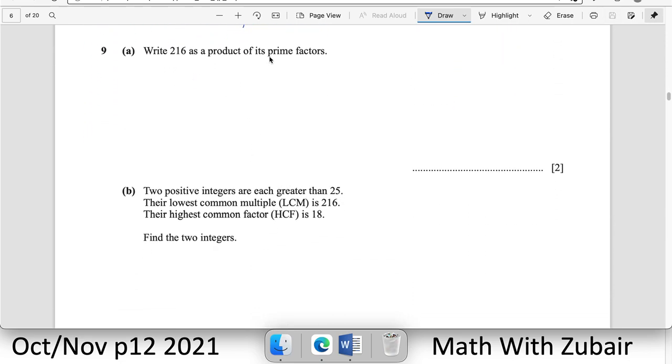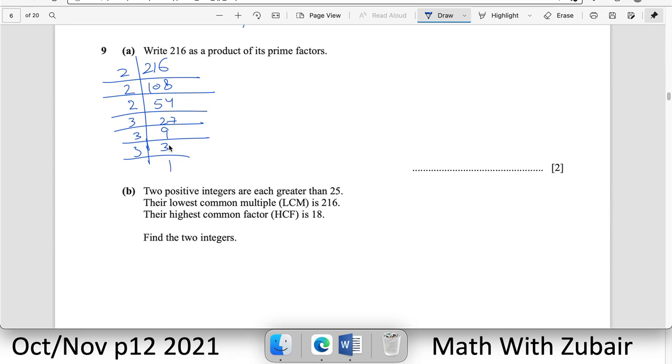Write 216 as a product of its prime factors. So dividing 216 by 2 we get 108, 2 again 54, 2 again 27, then 3 nines are 27, 3 again 3, 3 again 1. So it is 2 cube times 3 cube.